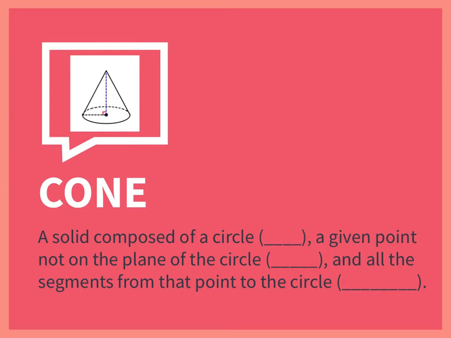Now let's talk about a cone. So a cone is a solid composed of a circle. This is the base. There's just one of those. A given point not on the plane of the circle. This is our vertex. And all of the segments from that point to the circle are the cone. So here we have our circular base, we have our vertex, and we have everything in between.